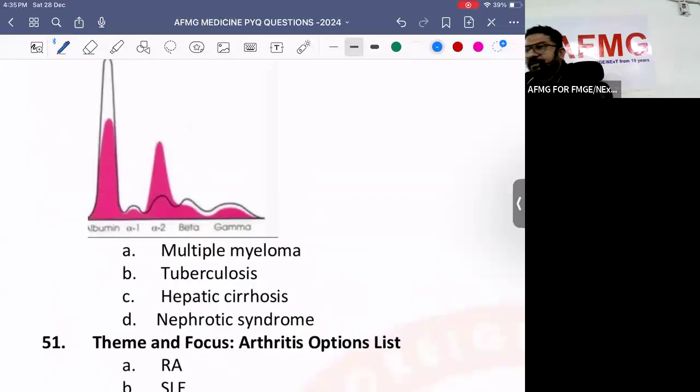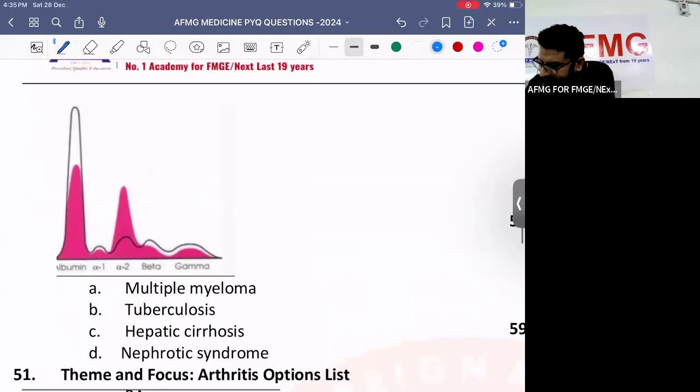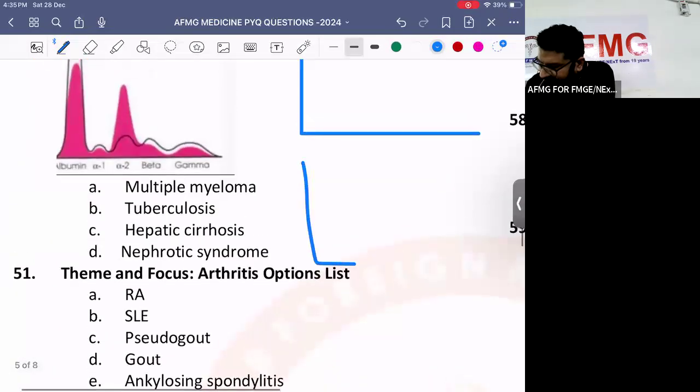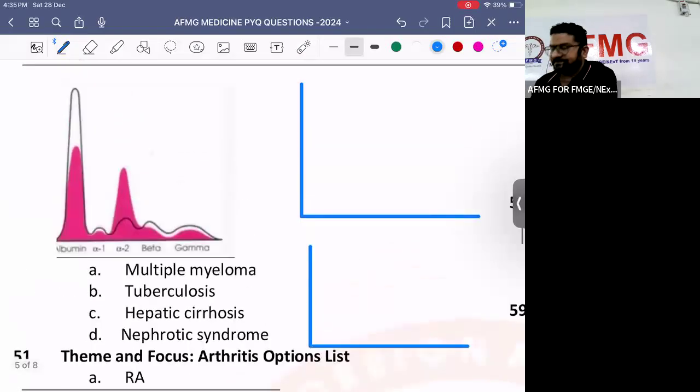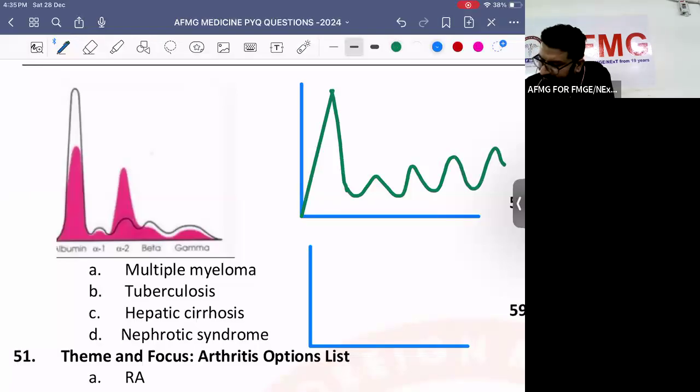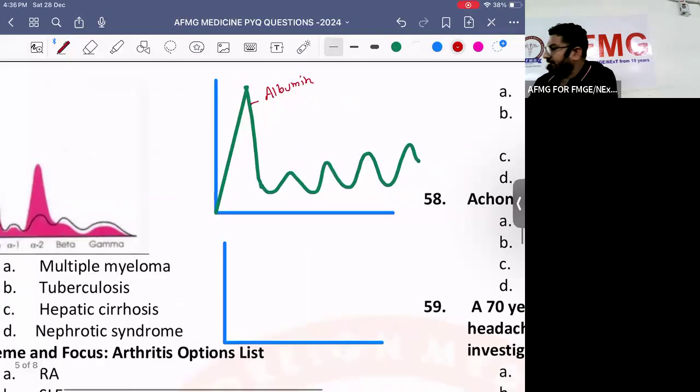हमने कहीं पढ़ा था ये इस टाइप का इमेज? M spike we have studied. What is M spike? Okay, पहले इसको समझो. First spike you will see, it's called SPEP, serum protein electrophoresis. In serum protein electrophoresis, you will see first spike. This spike will be of albumin. Then you can see smaller spikes. तो जो पहली spike आई है, ये spike किसकी? This spike is of albumin, and these are other smaller spikes.